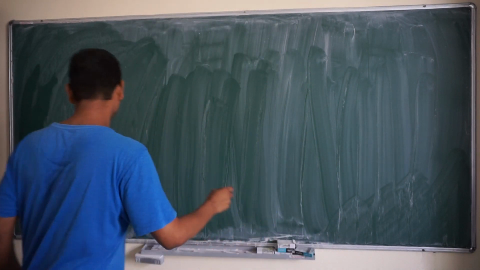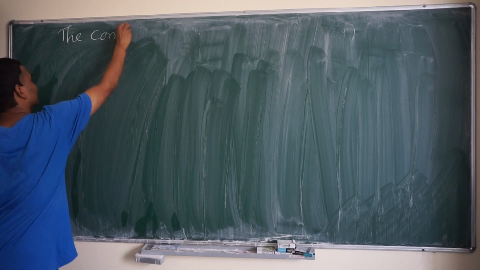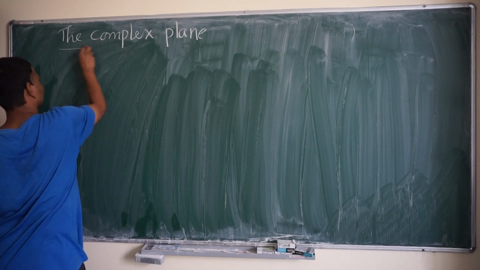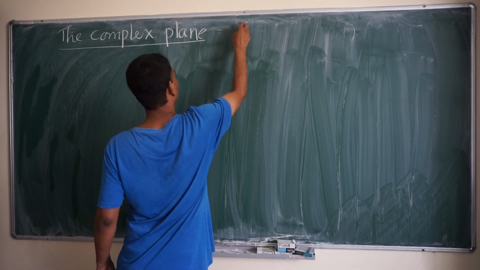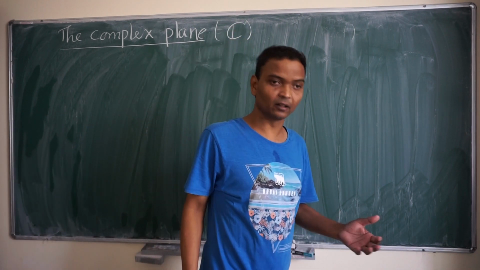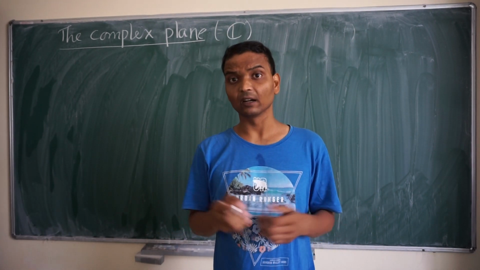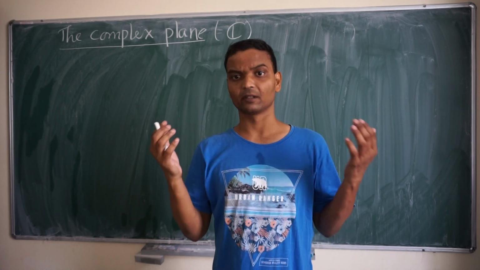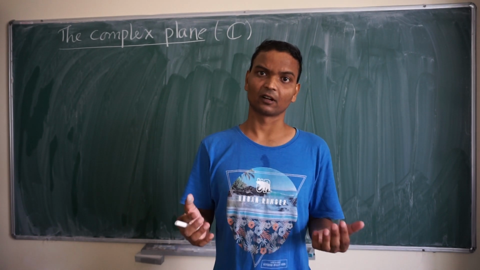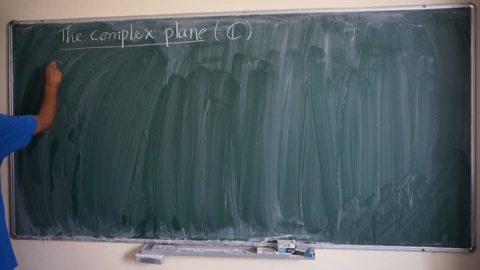So today we look at the complex plane, which we denote C. We look at the properties, the structure of the complex plane. What kind of structure? Firstly, whether there exists distance, metric structure, topological structure, algebraic structure. Alright? So let's look at the set.